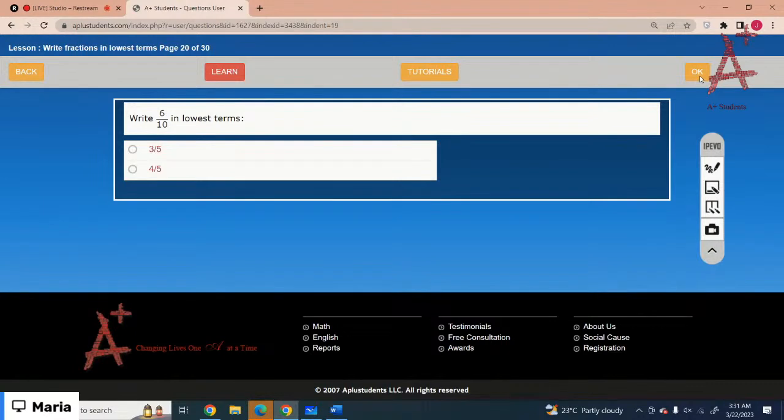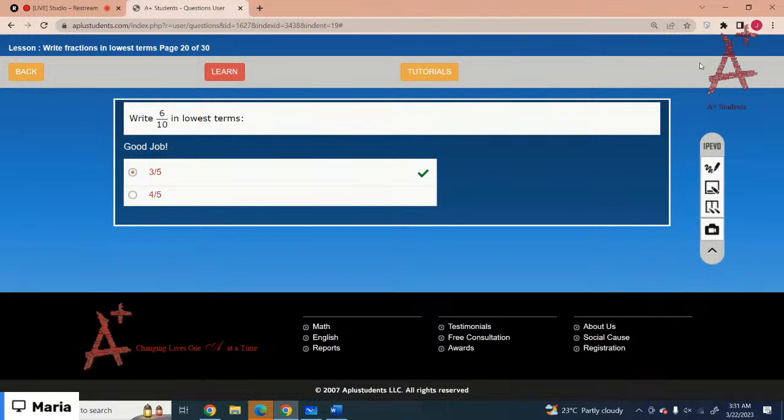Right, 6 by 10 in the lowest term. So which is the correct option? That would be 3 over 5. Got it? You can divide them by 2.